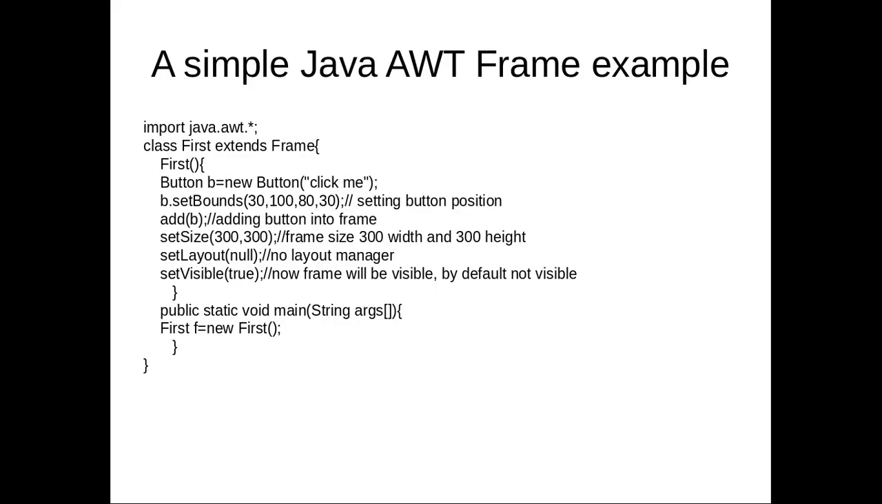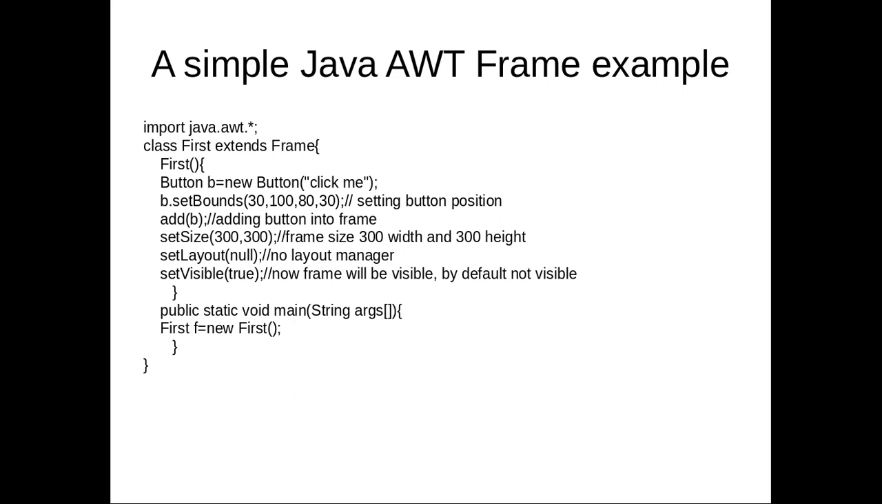See, this is a simple Java AWT frame example. I will tell you, and I will show you how this is working. import java.awt.*; if you want to use AWT components, then you have to import this package java.awt.*, which means everything from the java.awt package has to be imported. class First extends Frame. That means here First is a subclass of Frame, and the next line, First() without any parameters, is a constructor. In that constructor you are going to define a button, and the label for that button is "Click me".